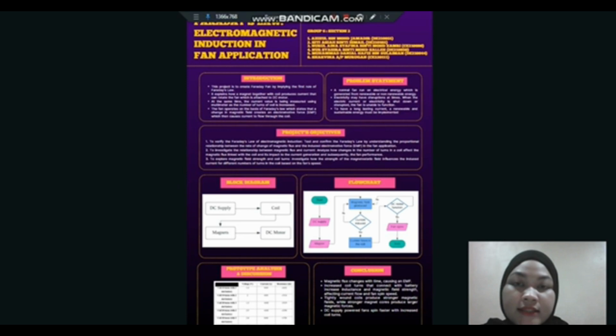So this project explains how a magnet together with a coil produces current that can rotate the fan, which is attached to a DC motor. At the same time, the current value is measured using a multimeter as the number of turns of the coil is increased. So the fan operates on the basis of Faraday's law, which states that a changing magnetic field creates an electromotive force, which is EMF, which then causes current to flow through the coil.